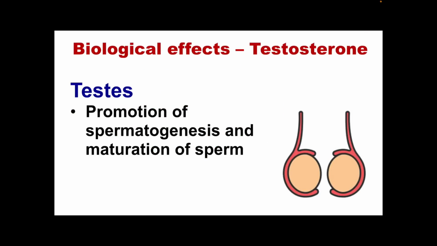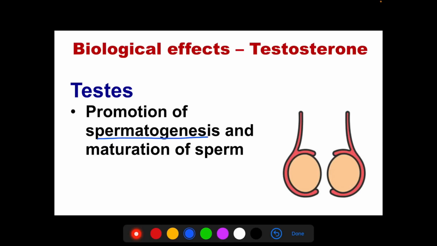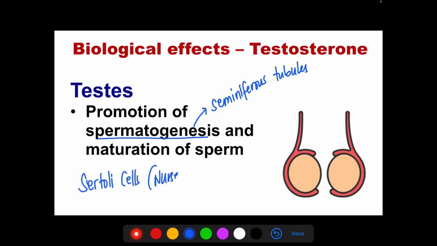The testes promote spermatogenesis and maturation of sperm. To be specific, the process of spermatozoa formation, or spermatogenesis, occurs in the seminiferous tubules of the testis. I have mentioned this earlier: seminiferous tubules, and also, as mentioned earlier, Sertoli cells. Sertoli cells, or nurse cells, provide nutrients and support as the spermatids undergo spermatogenesis.